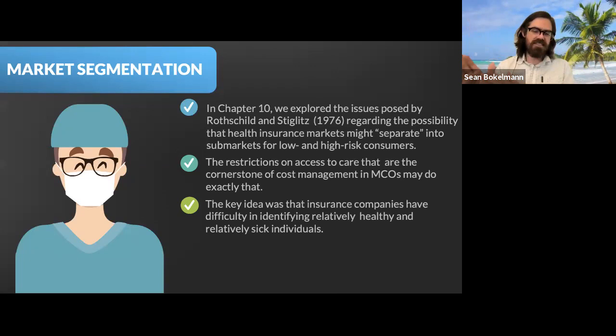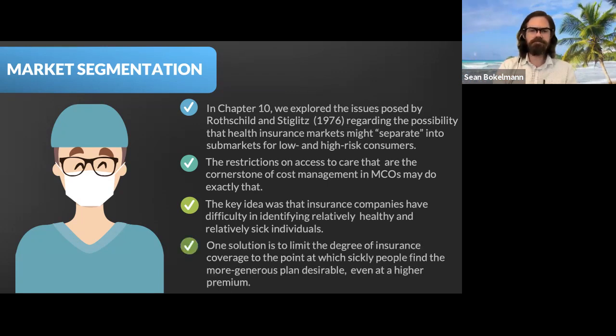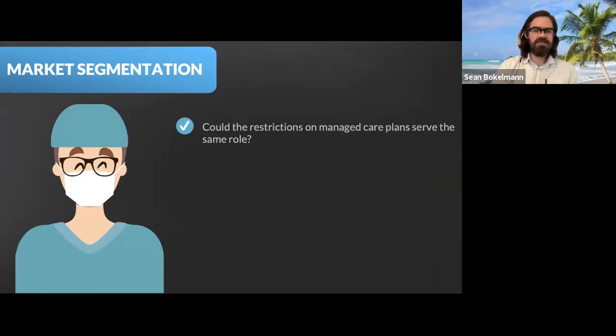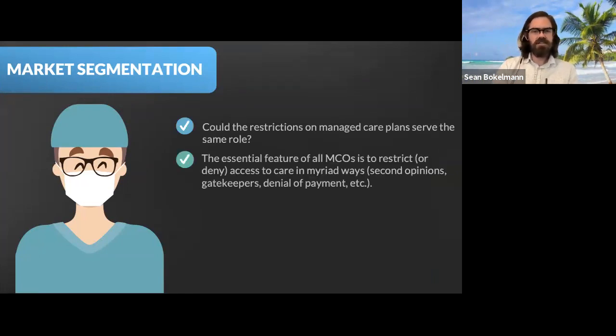Now, it turns out that the types of restrictions that MCOs kind of bank on might actually be able to achieve the same outcome of a separating equilibrium, where sick people choose the plan that's intended for them, and healthy people get to choose the plan that's intended for them, right? So it seems like this might already be built into managed care plans. Can the restrictions that MCOs place on patients achieve the same thing?